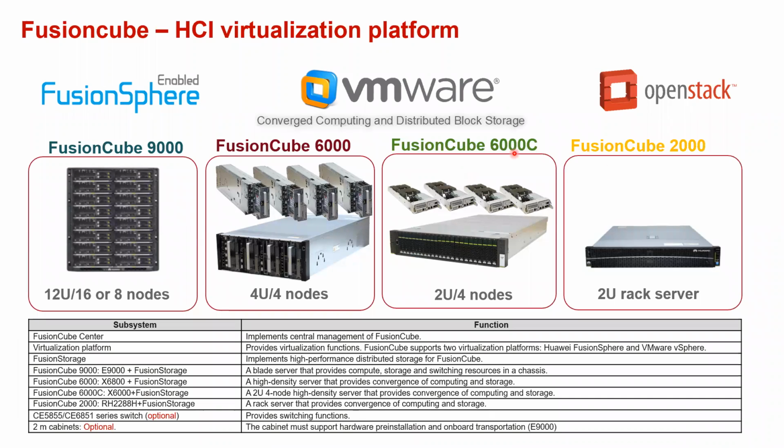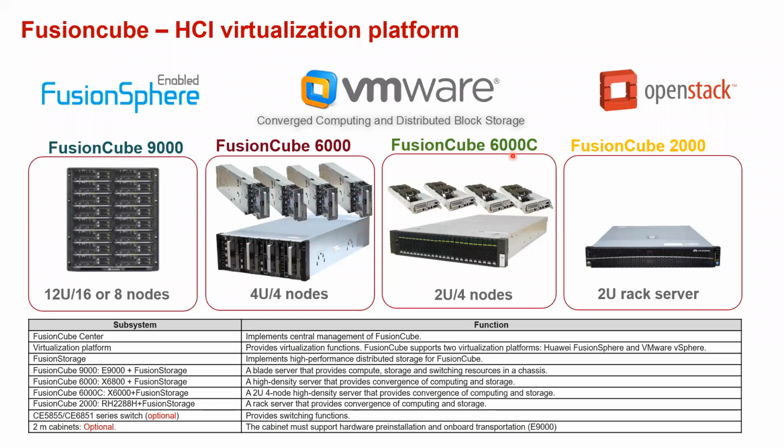Okay, the next is the HCI virtualization platform, the hyper-converged infrastructure platform. This is actually for the data center kind of environment. You have various models: the FusionCube 2000, FusionCube 6000C, FusionCube 6000, and FusionCube 9000. Based on the name, we can have the associated hardware within this solution. For example, FusionCube 2000 will have a 2U or 1U rack system. So the rack servers are here.